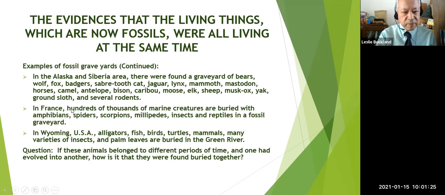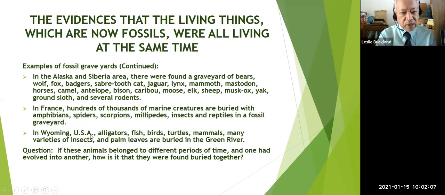In France, hundreds of thousands of marine creatures, that is, creatures that used to live in the sea, are buried with amphibians, that is, creatures that can live both in the water and on land. Yet marine creatures were to have evolved into amphibians. How is it we have them together? Marine creatures buried with amphibians, spiders, scorpions, millipedes, insects, and reptiles in a fossil graveyard.